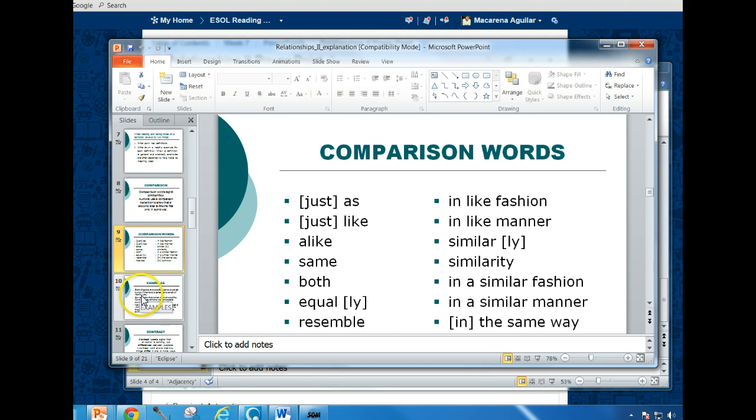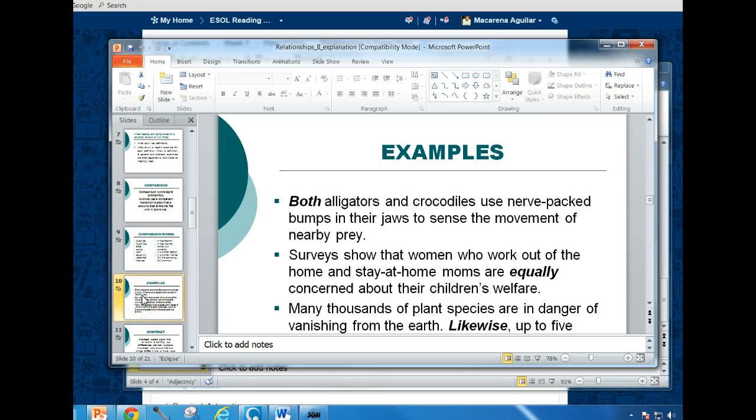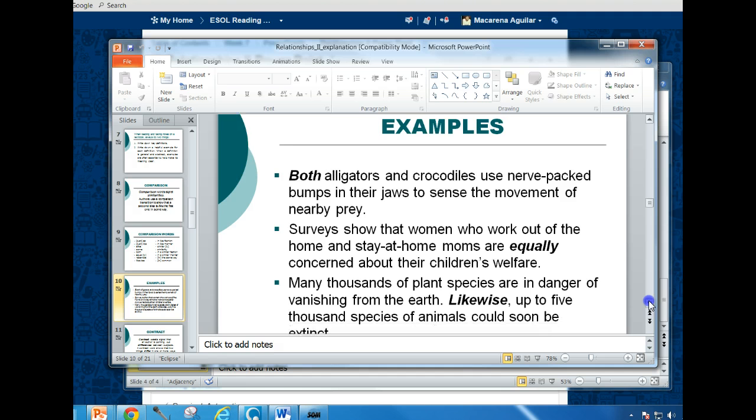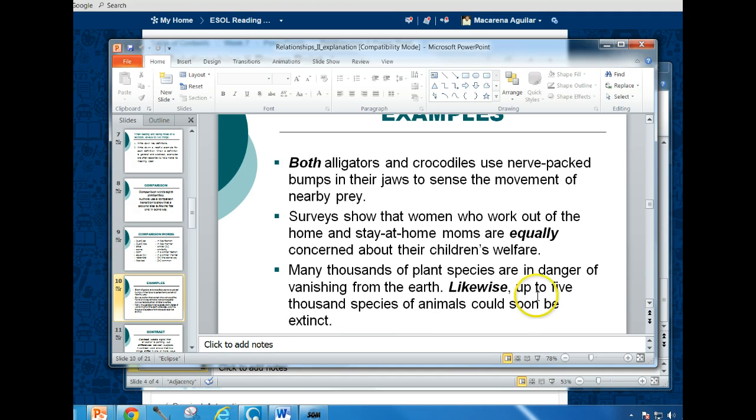All of those words will signal comparisons, and so here are some sentences. For example, both alligators and crocodiles use nerve-packed bumps in their jaws to sense the movement of nearby prey. So here we're comparing how both animals are alike. And here are a couple of other sentences that will help you understand this concept.